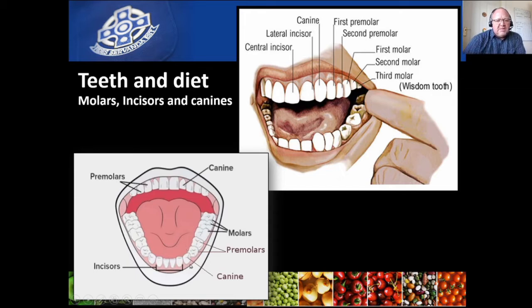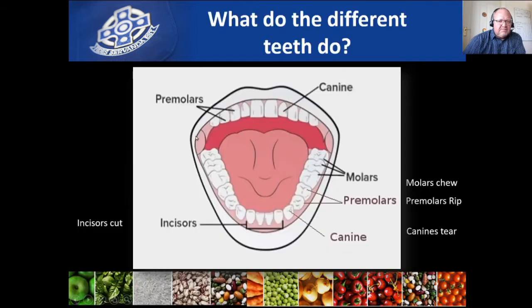Our canines are there so that we can rip pieces of meat and rip pieces of tough food that we're eating. And then our incisors are to bite the bigger pieces of plant material mainly into smaller material. And obviously these days food is prepared because we're much more civilized. But you have to remember molars, incisors and canines.